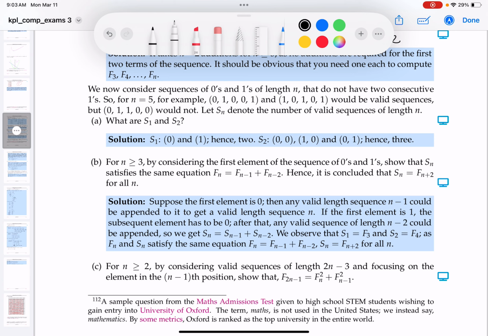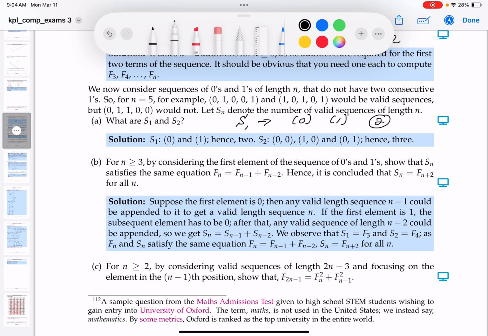All right? It says, let Sn denote the number of valid sequences of length n. What's S1 and S2? Again, it's low-hanging fruit. All right? So S1, what could you get for S1? Well, S1 is going to produce, well, you could get 0. The other one you could get is 1. There's no consecutive ones there, so there's 2 there.